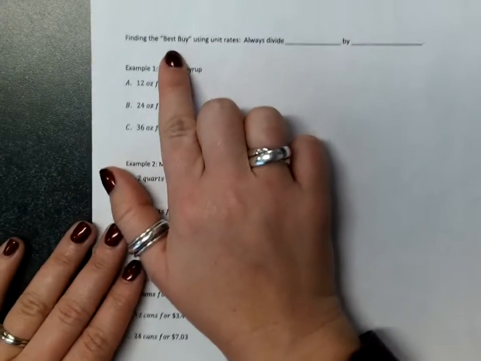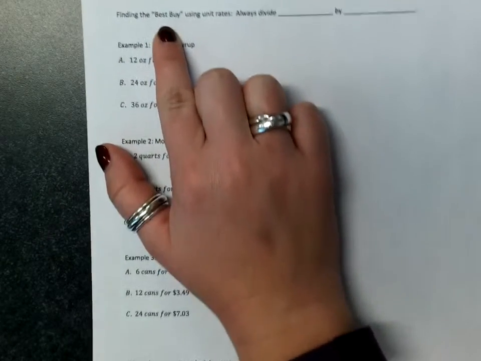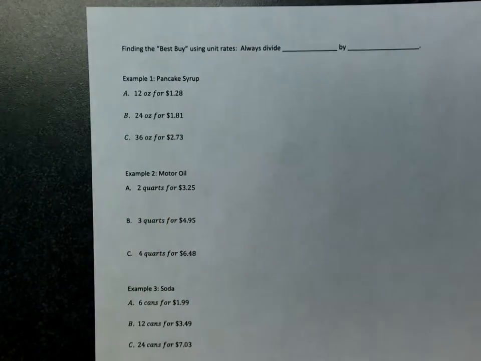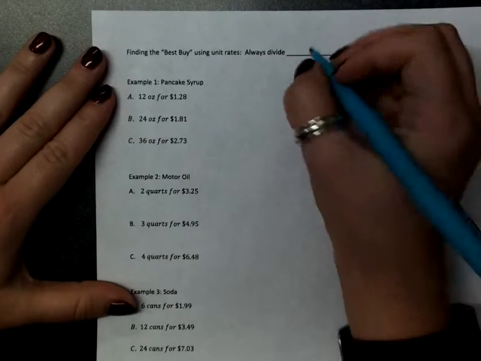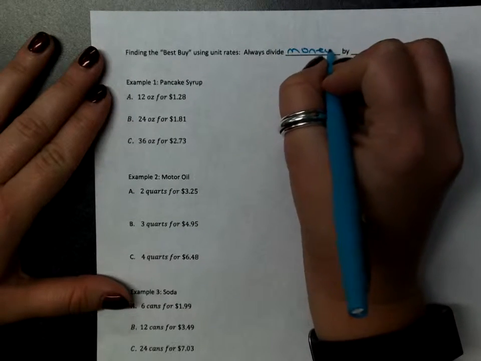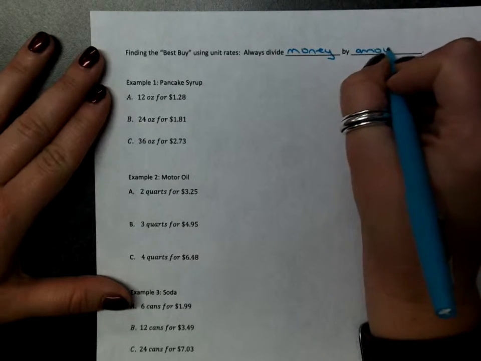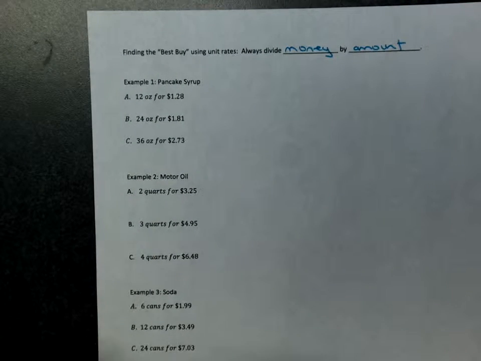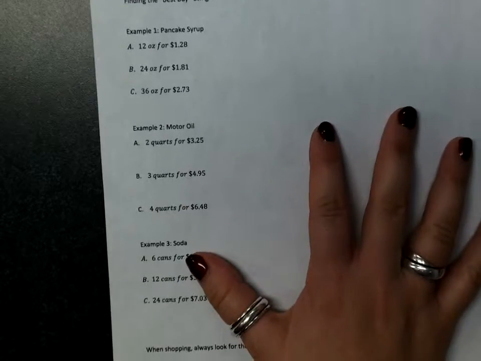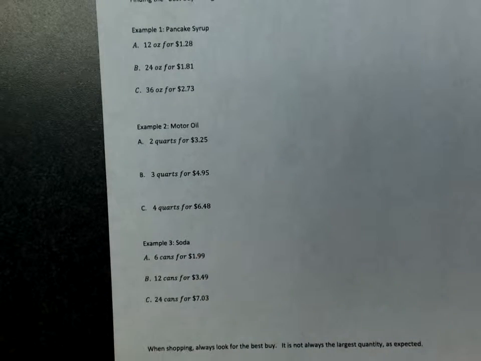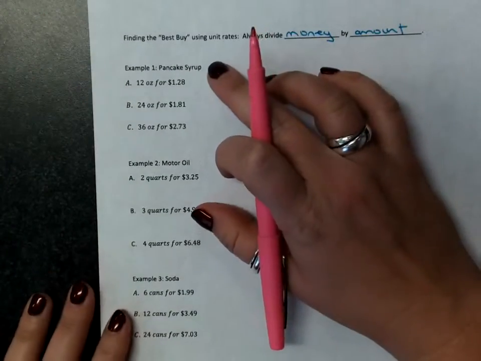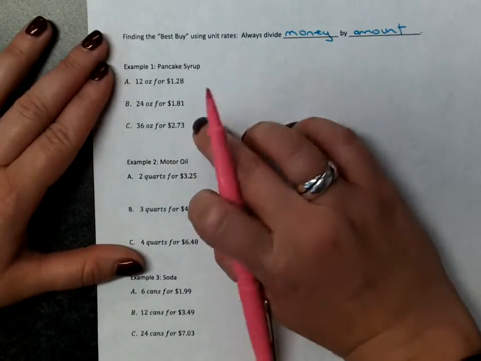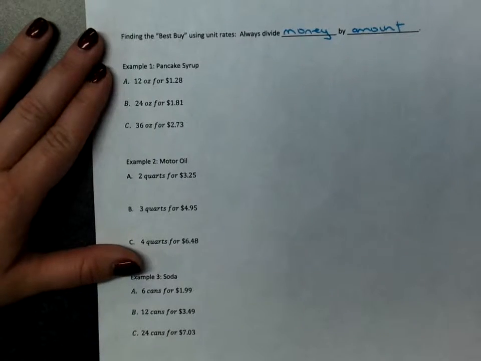Finding the best buy. So you're trying to find the most for your money using what we have, unit rates. For these, you always divide your money by your amount. So for these, we have 3 different options. If you're grocery shopping for pancake syrup, you have 3 different options, and you want to know which one is the best for your money, the best buy.